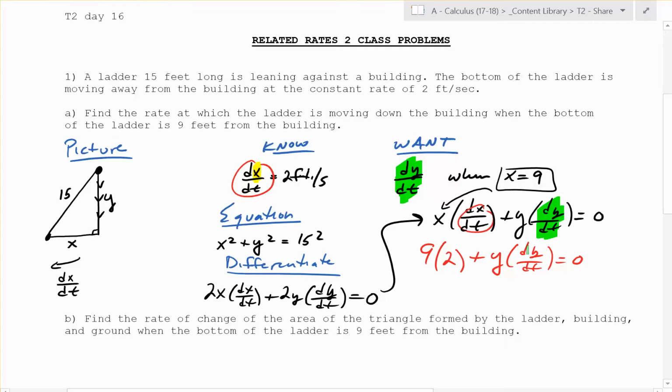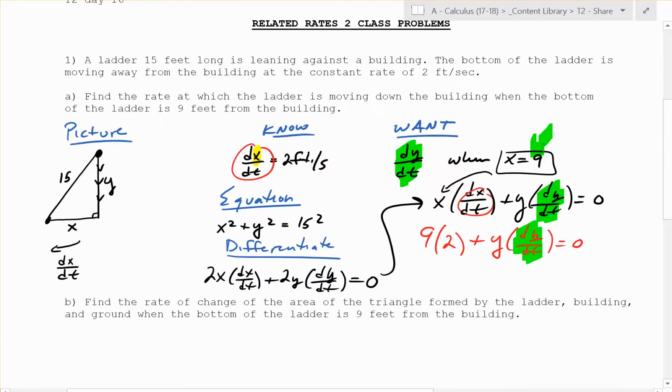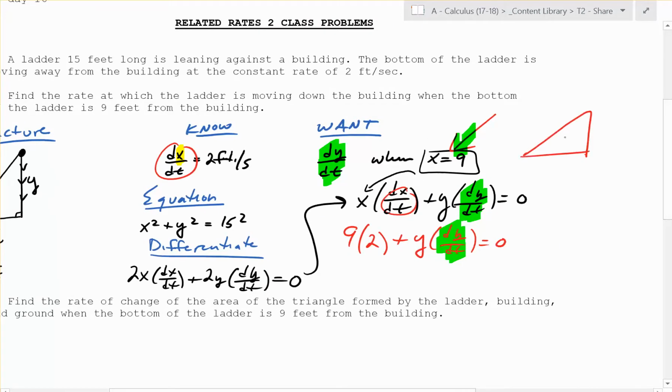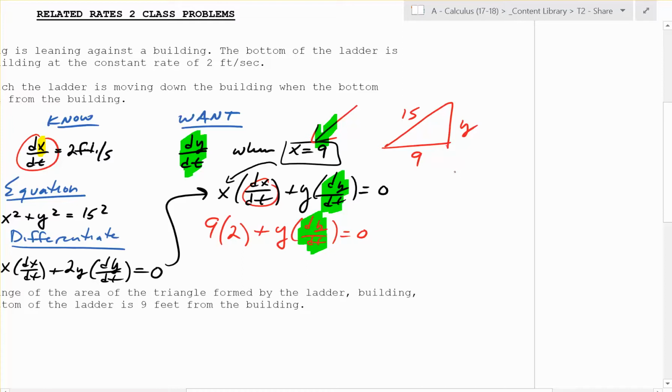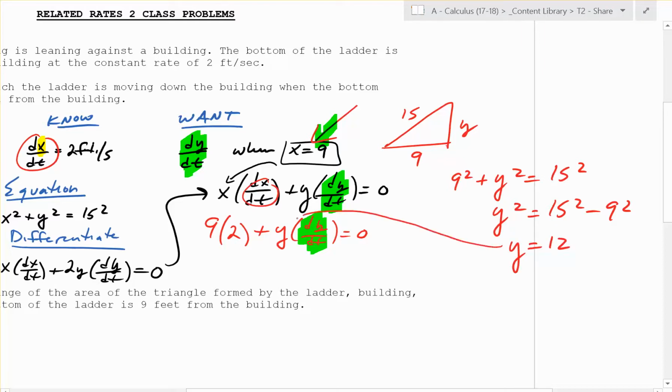We still just want dy/dt, so we need y. We need y when x is equal to 9. So the ladder is always 15, and this is 9, so we need to know what y is when those two things are true. So that's when 9 squared plus y squared is equal to 15 squared. So y squared is equal to 15 squared minus 9 squared. And you can do this out on your calculator if you want, but you might remember it's 9, 12, 15, one of those nice triangles. So y is equal to 12. So that gets plugged in right there.